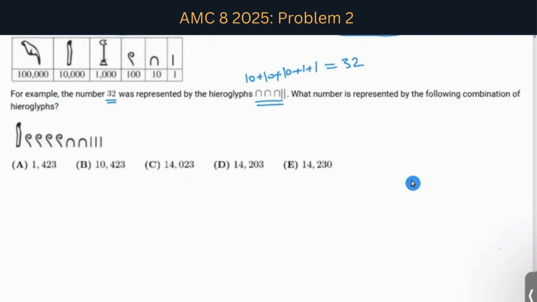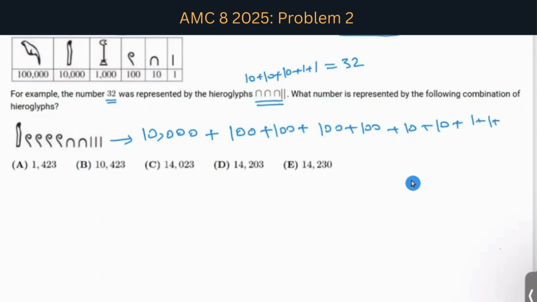So now we have to answer what number is represented with this combination. For that, we will take again the corresponding values for each symbol and then sum them up. So we have 10,000 for the first one, then we have the rest, and then if we add that up, the answer that we get is B.